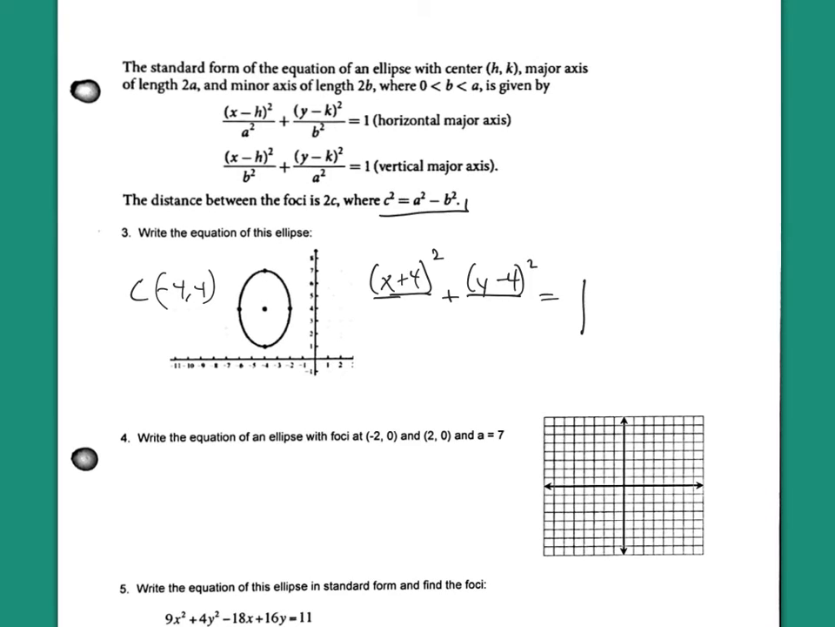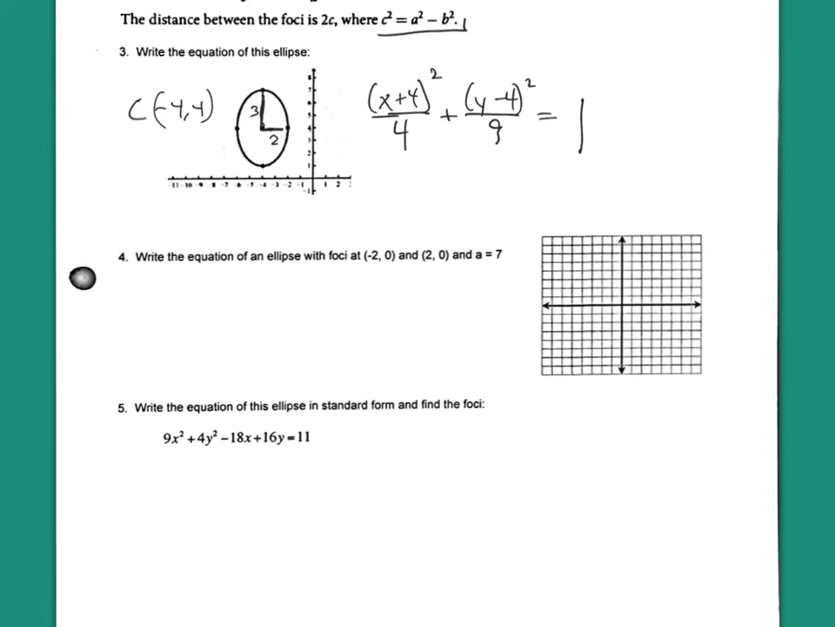Along the direction of y, this space looks like 3. And along the direction of x, the space is 2. So underneath x squared will go the 4, and underneath the y goes the 9, because you got to square those when you put them in.